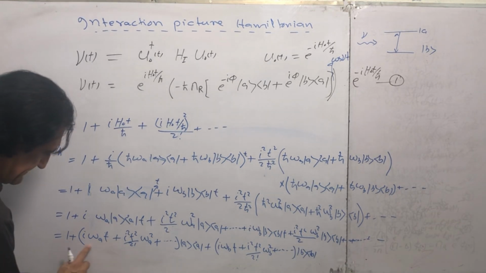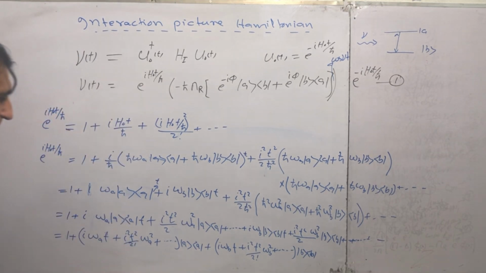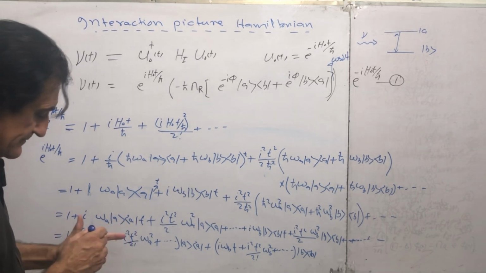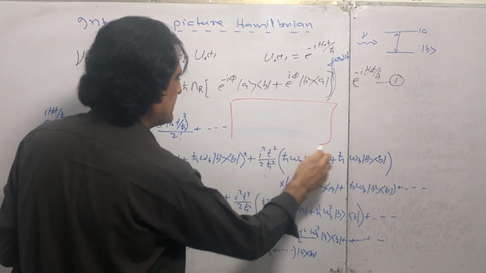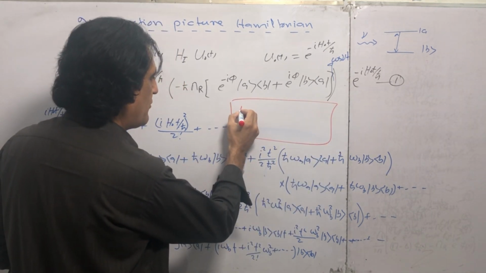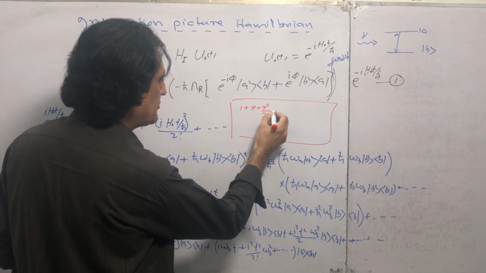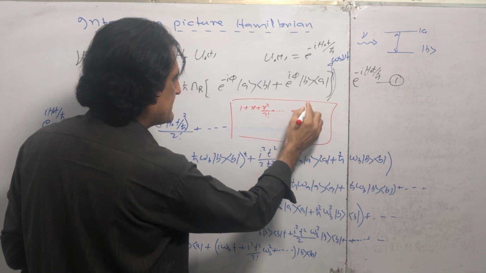Here, this term and this term, to write this in an exponential form. But the problem is, if we have an exponential, 1 plus x square divided by 2 factorial and so on, this is equal to e to the power x.